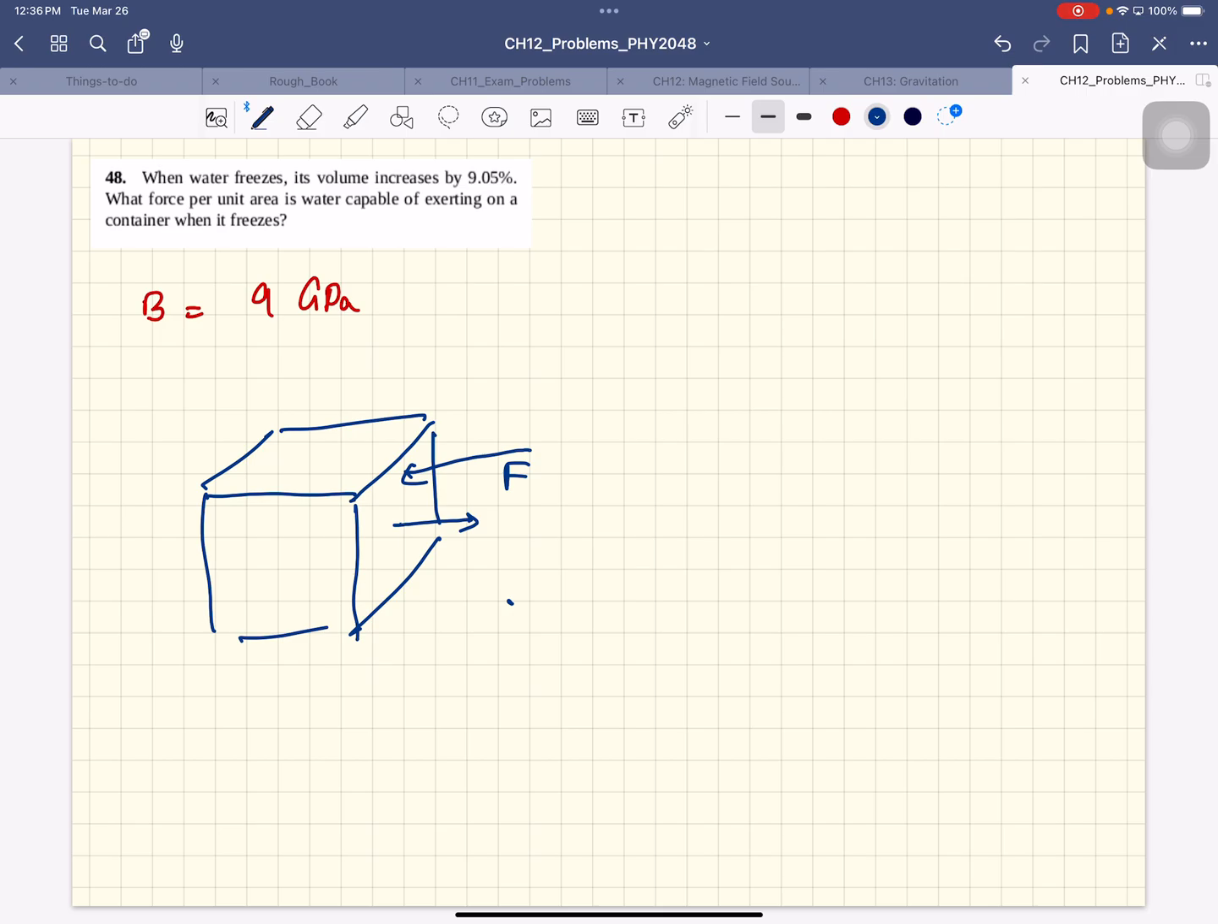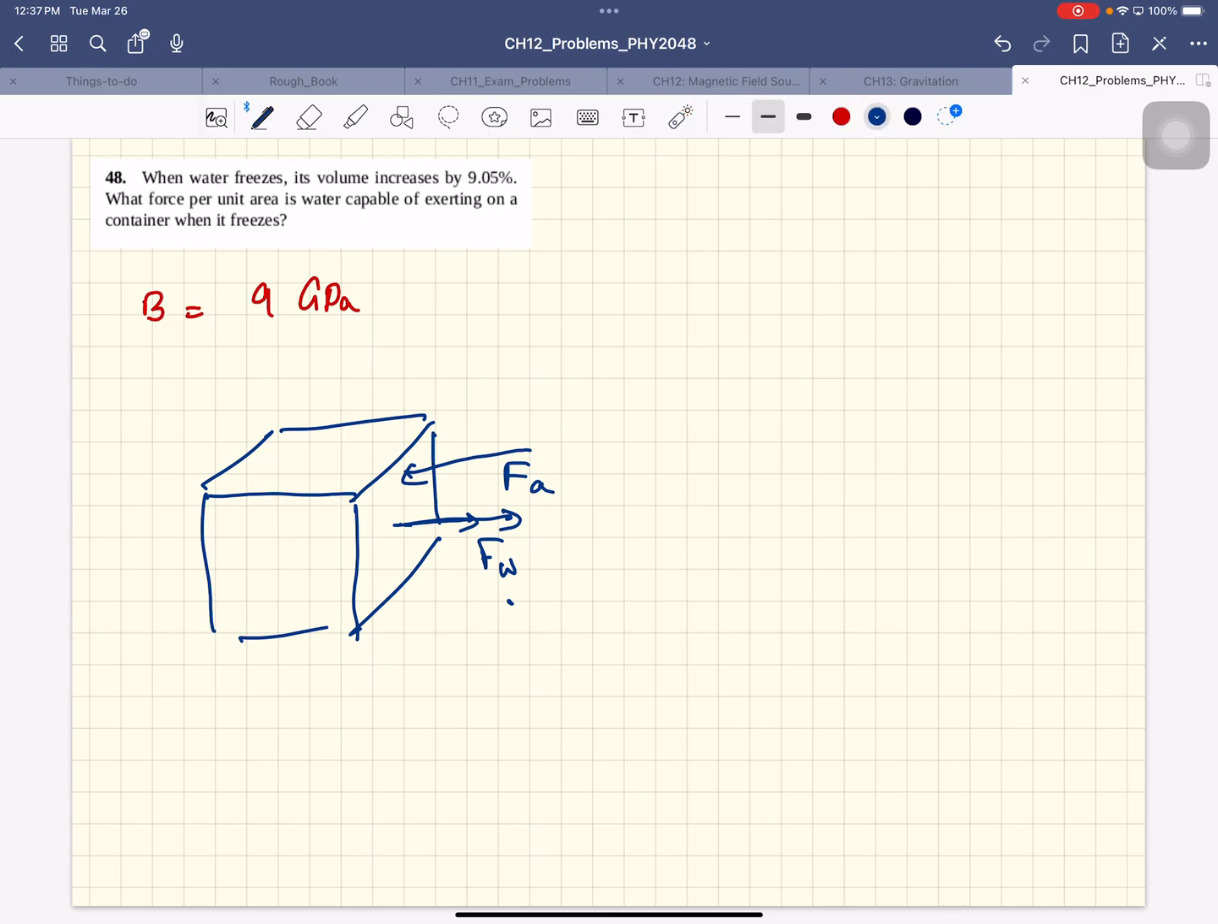So when water freezes, its volume increases by 9%. So if you want to keep that water, you have to apply a force such that its volume decreases by 9%, to fit it in that container. What force per unit area is the water capable of exerting? This is the water force, this is the applied force on a container when it freezes.